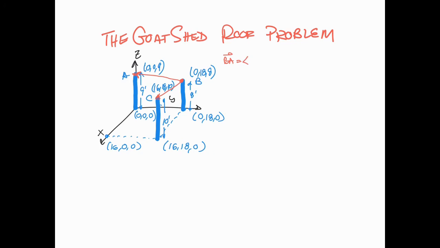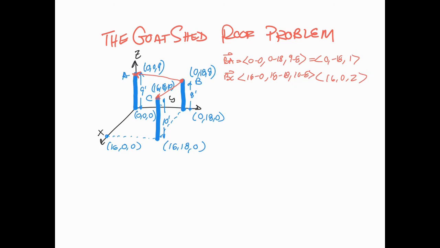Well, the difference of the x coordinates is 0 minus 0. The difference of the y coordinates is 0 minus 18, and the difference of the z coordinates is 9 minus 8. So that vector is simply 0, negative 18, 1. And then vector BC, we're going to be taking the C coordinates minus the B coordinates, right? So that's going to be 16 minus 0, comma, 18 minus 18, comma, 10 minus 8. And that gives us the vector 16, 0, 2.